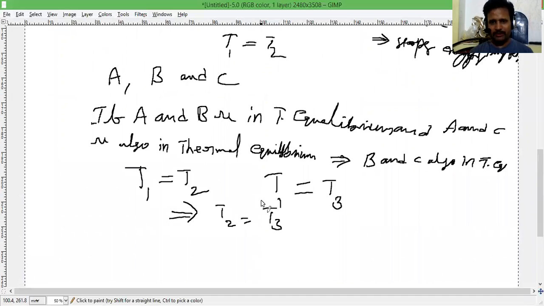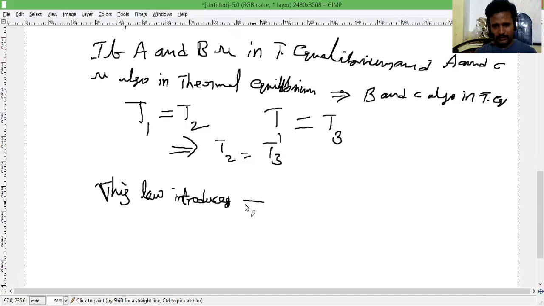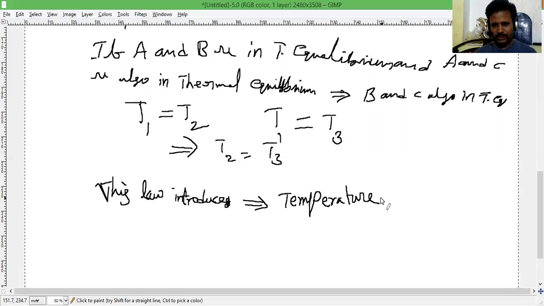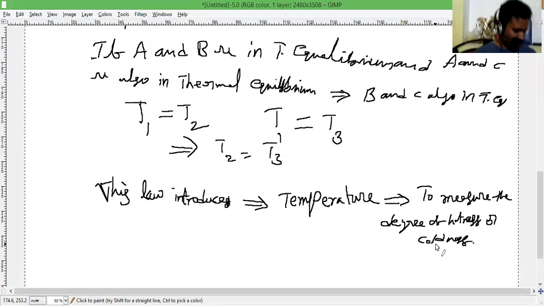This mainly explains the thermal equilibrium concept, and this law introduces the concept of temperature, used to measure the degree of hotness or coldness of a given object.